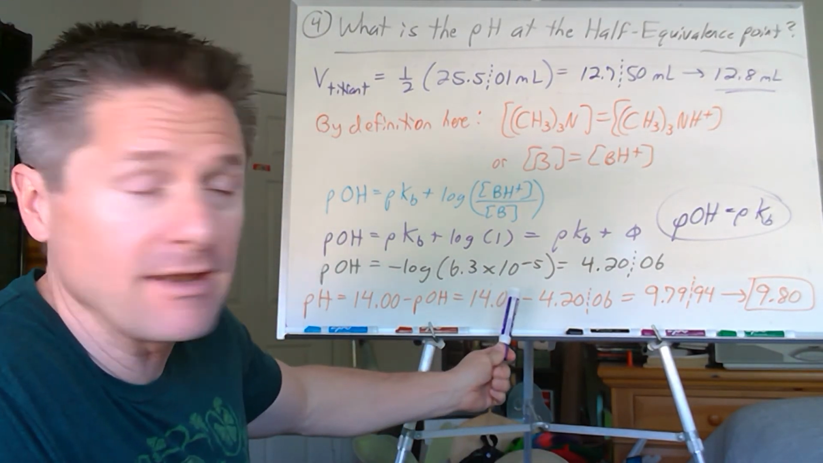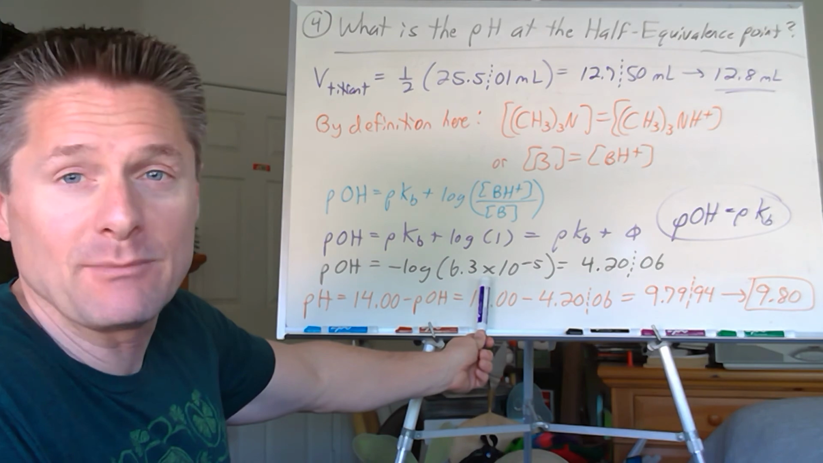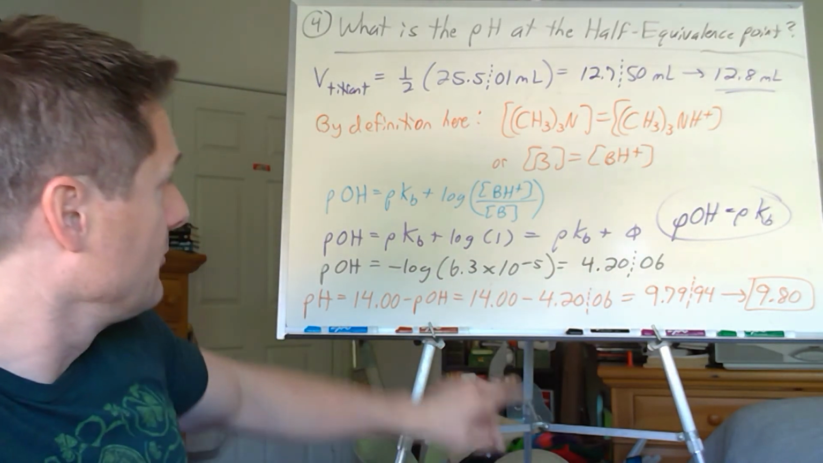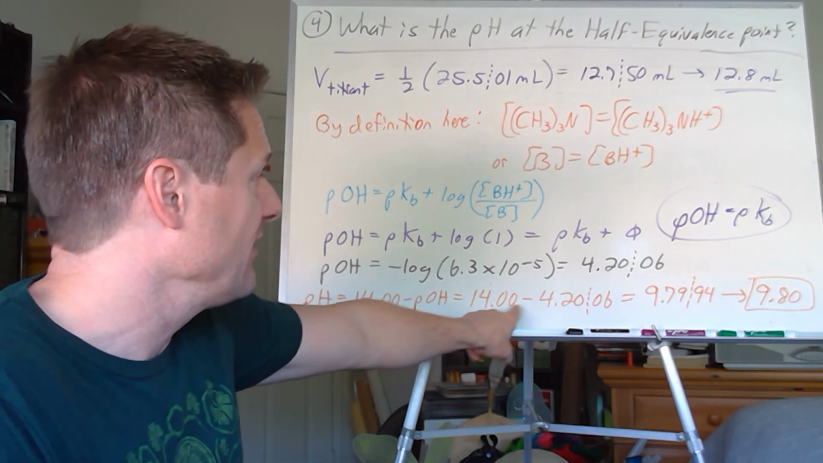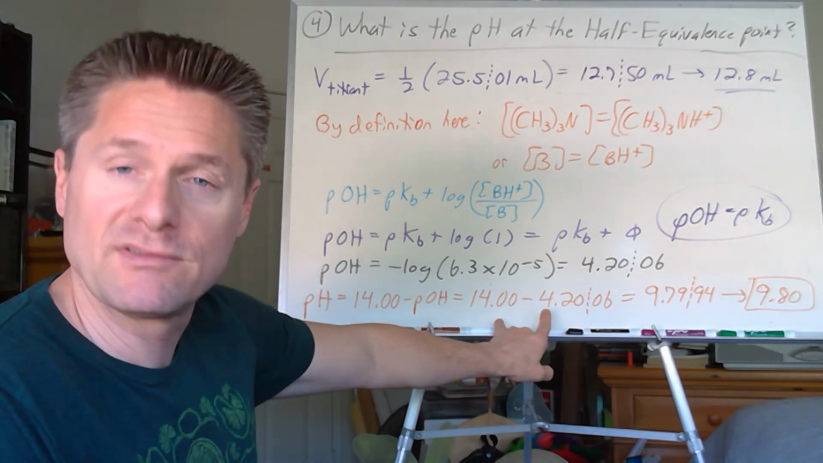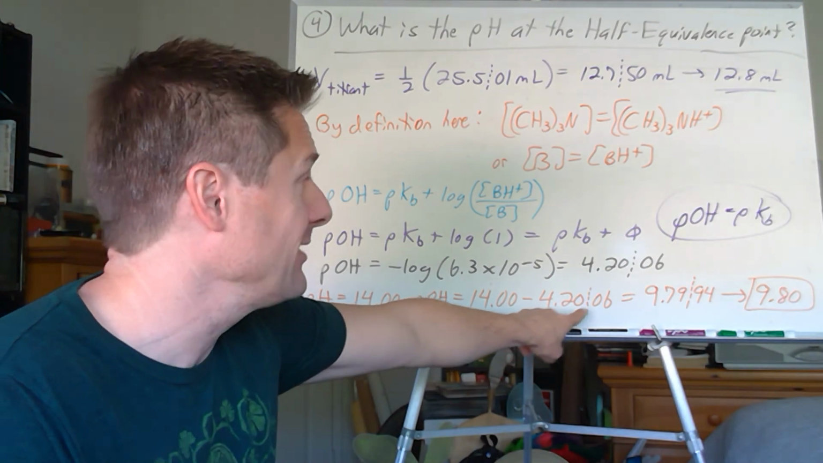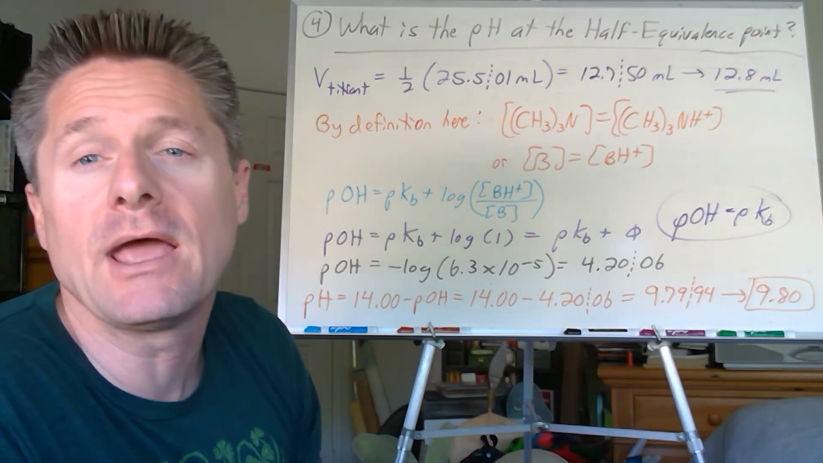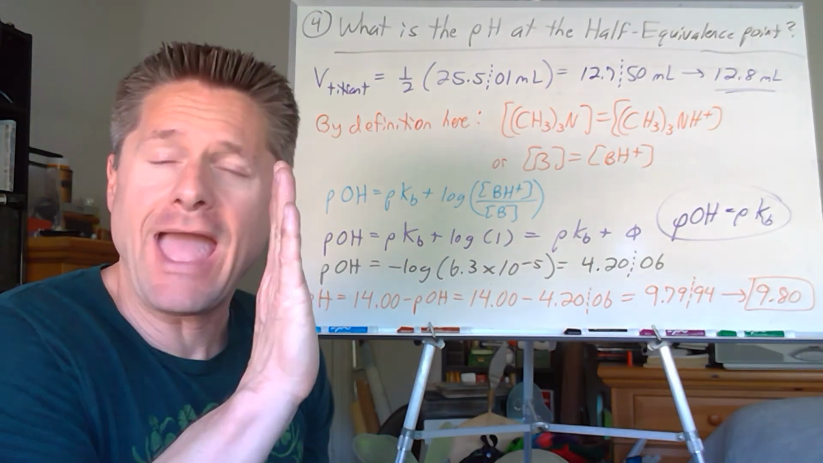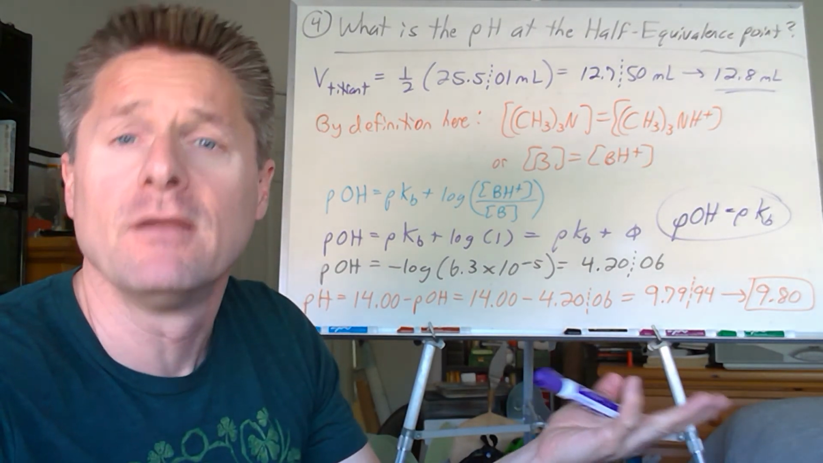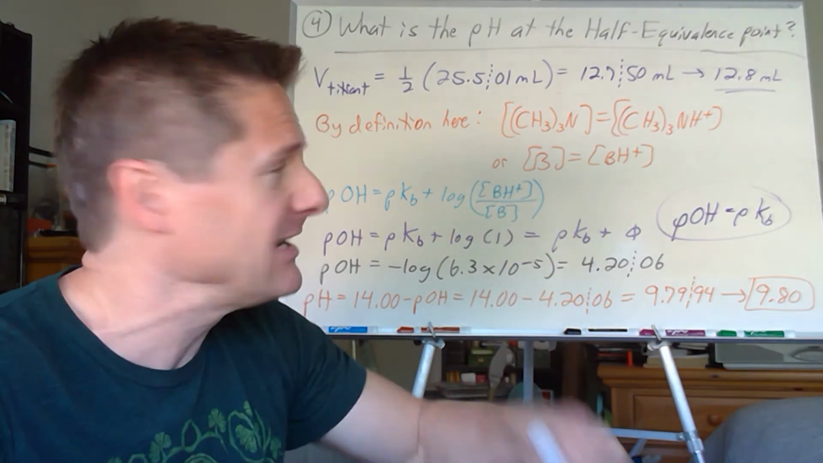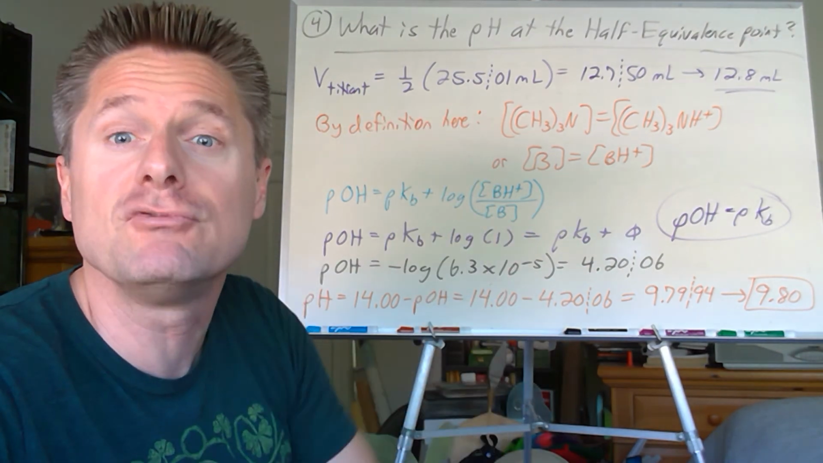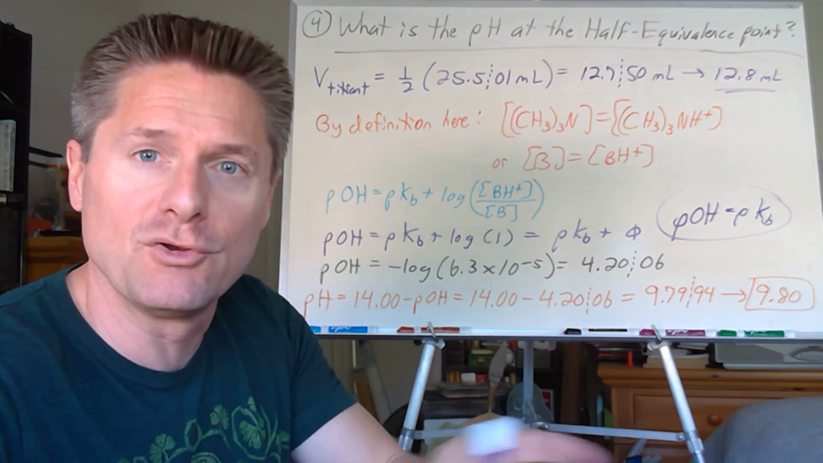So we already calculated this. So the negative log of 6.3 times 10 to the minus 5 was 4.2006. That's the pOH. Subtract that from 14. Two decimal places, so 14.00 minus 4.2006 gives me 9.7994, good at two decimal places, rounds up to 9.80. That's the pH at the half equivalence point, which makes sense because we have leftover base. Easy to do. You can skip all of this and just say pOH equals pKb. By definition, you're good to go. Let's go on to the next. We'll do part 2 videos.